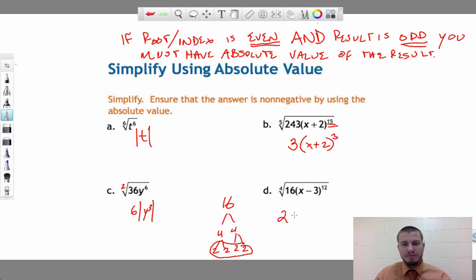There's nothing remaining. 4 goes into 12 3 times, so that's going to be x minus 3 raised to the third. But because this is an odd result, an even root, I need to have the absolute value on it.